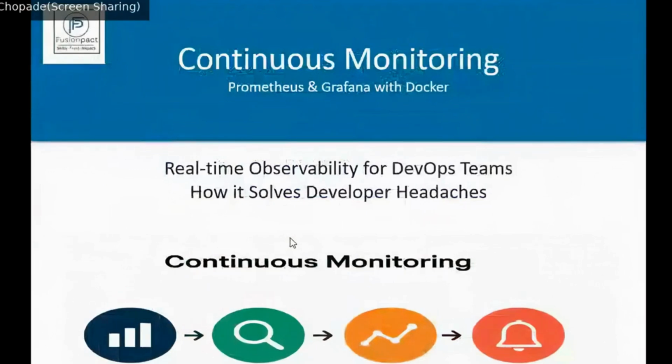Hi guys, as a blog and presentation part, I have selected continuous monitoring with Prometheus and Grafana, which will help us resolve some problems related to monitoring. It also provides real-time observability, which includes the metrics, logs, and traces from the projects and the metrics from the server, so that developers' headaches such as low CPU utilization and API time should be resolved with continuous monitoring.